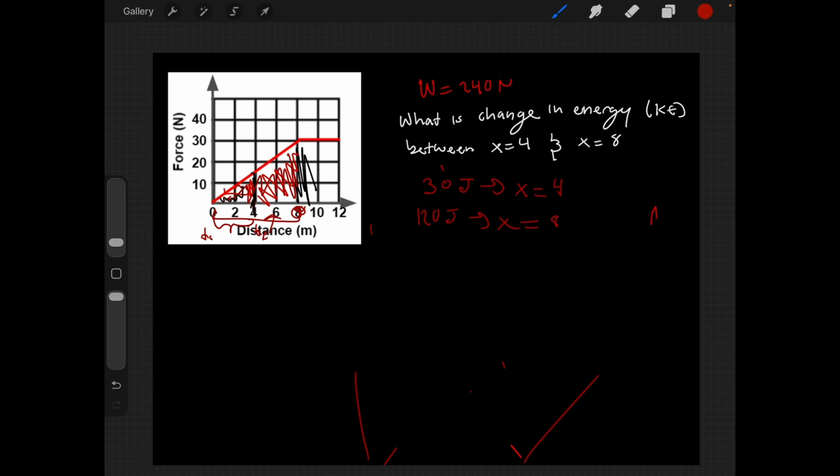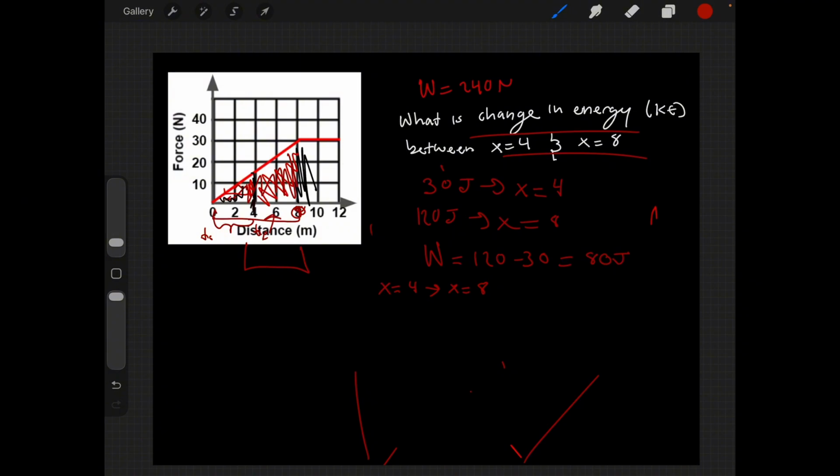And now because it wants you to find the change in energy between these two positions, we're going to subtract them from one another. So we're going to start by writing work equals, and then 120 minus 30 is 80 joules. And then as a subscript, we're going to write between position 4 and position 8. That tells us that between positions 4 and 8, there was a change of 80 joules.